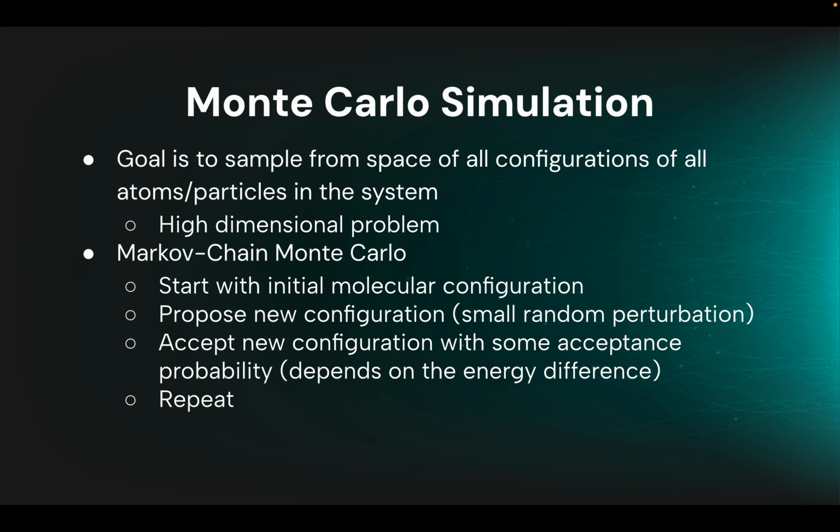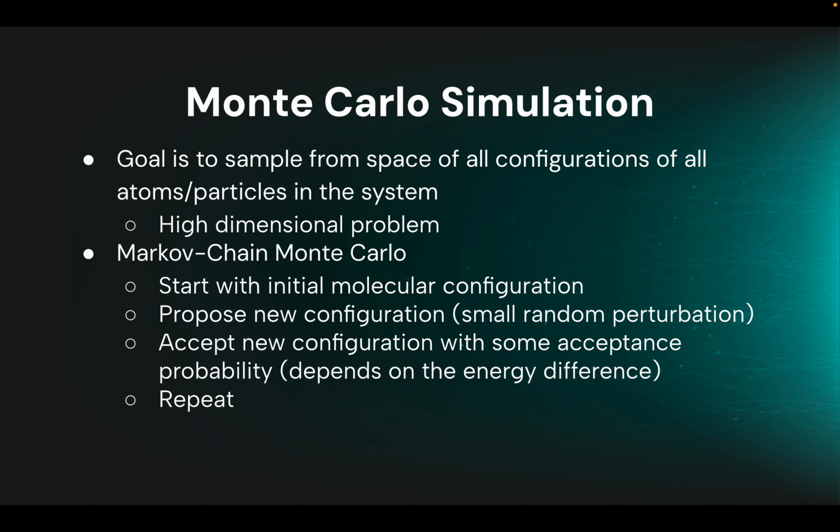So let's talk about Monte Carlo simulation. Essentially, we want to be able to sample from the space of all configurations of all atoms and particles in our system. But this is a super high dimensional problem, right? We have to think about the positions of every single atom or particle. There are n particles, and each particle can move in 3 dimensions, right? So this is an n times 3 dimensional problem, which is super high dimensional.